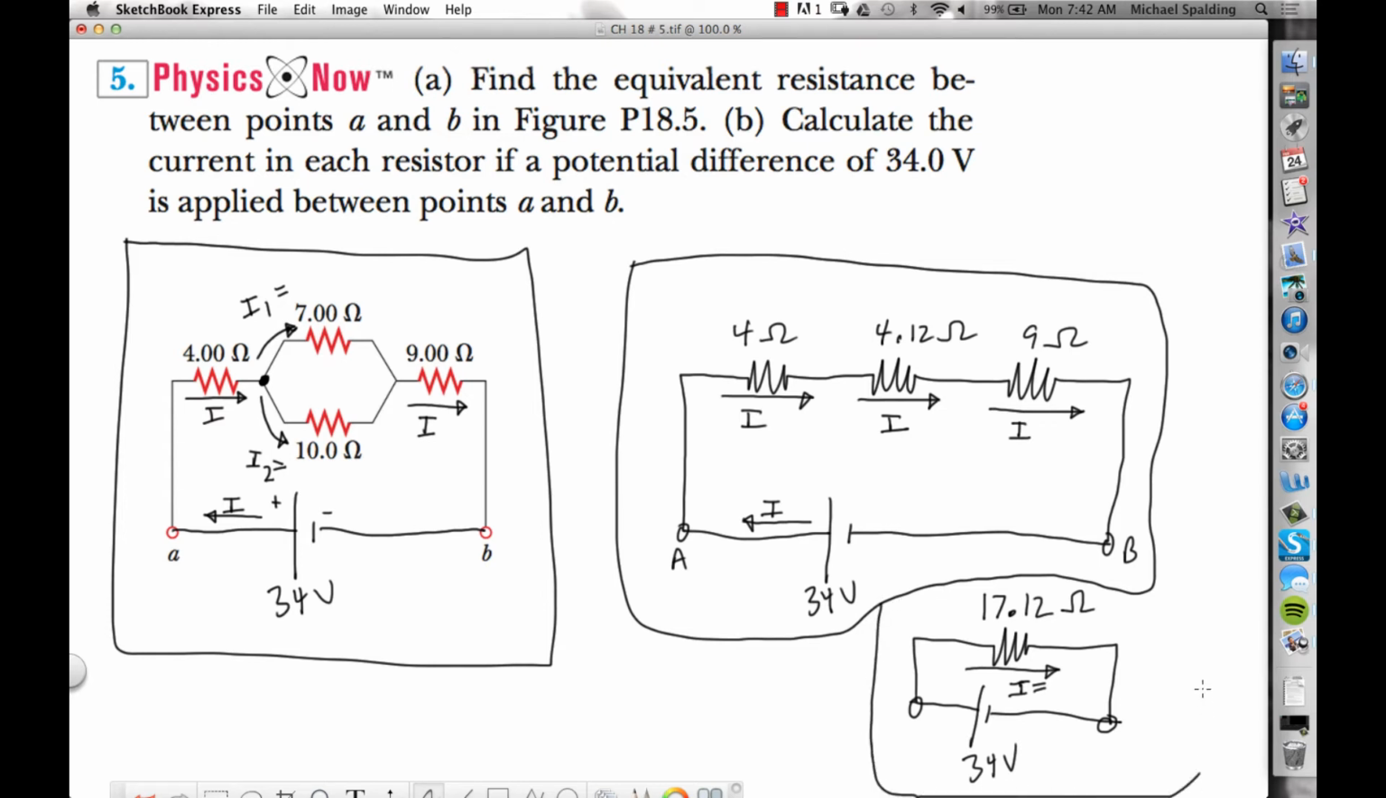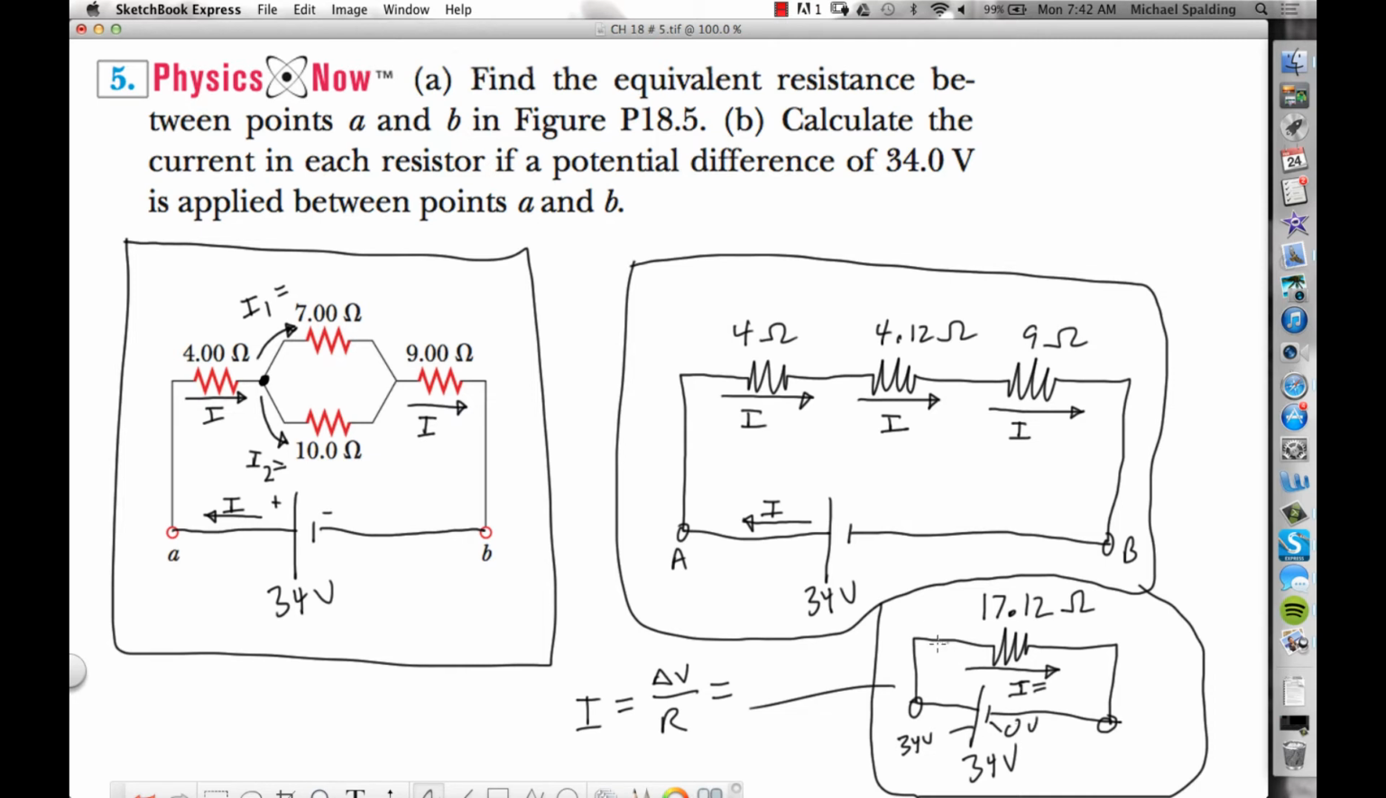So for example, if you look at this most simplified diagram down here, if you look at this guy, this is a nice circuit because it's one resistor, one battery. So we can easily find I. I is going to be delta V over R. That's just Ohm's law. Now, what's the voltage across that resistor? 34.